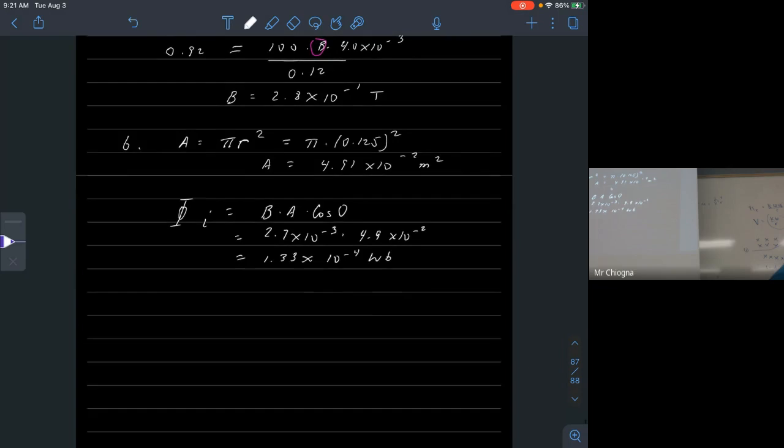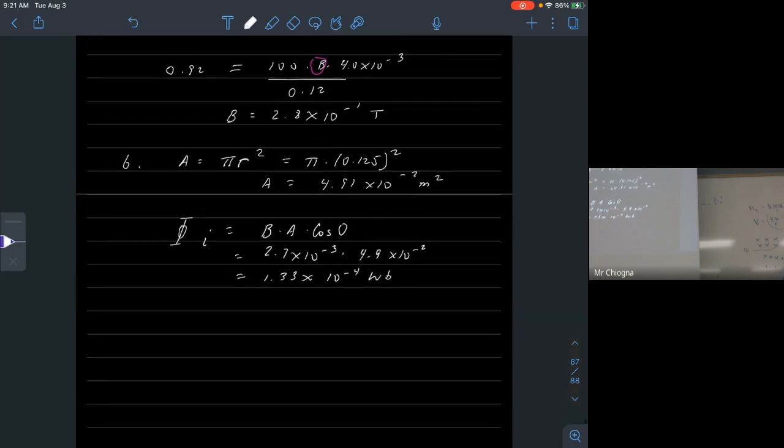Yeah, well, remember when you calculate area, you have to calculate it using the radius. So don't use 25, use half of that. You're welcome.